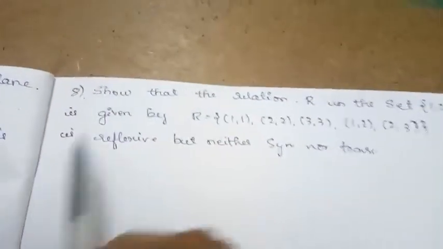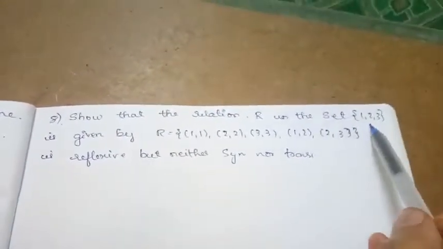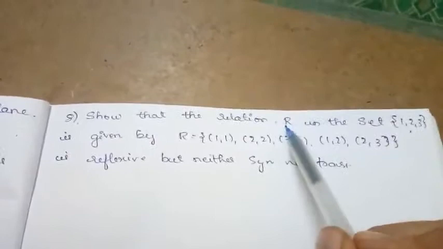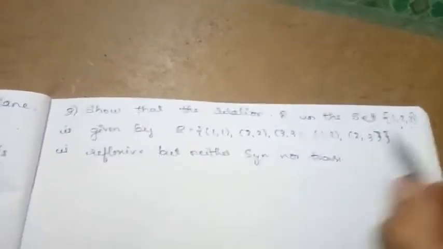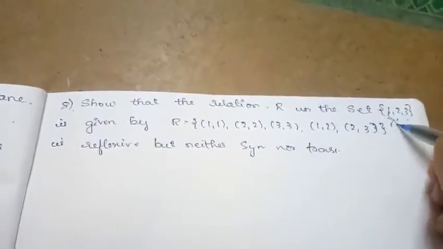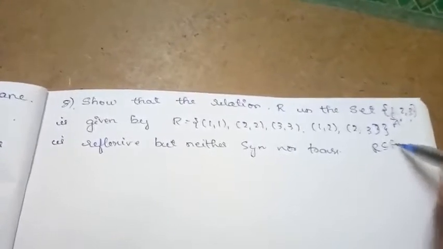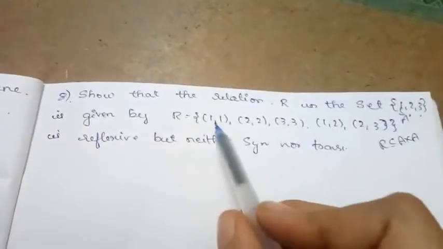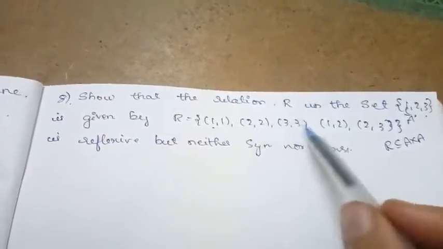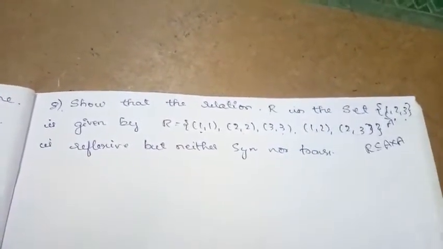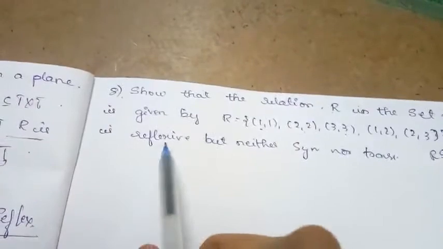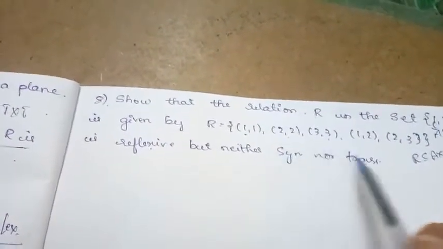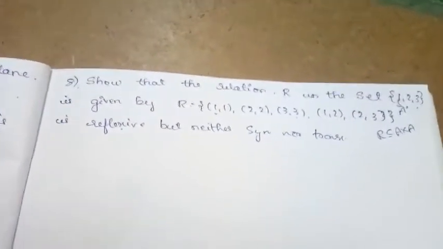So here is one example question, which is very easy. They have defined a set {1, 2, 3} and a relation defined on this set. If I call this set A, then the relation is defined on A cross A. They have given the relation (1,1), (2,2), (3,3), (1,2) and (2,3). We need to show that it is reflexive but not symmetric and also not transitive.